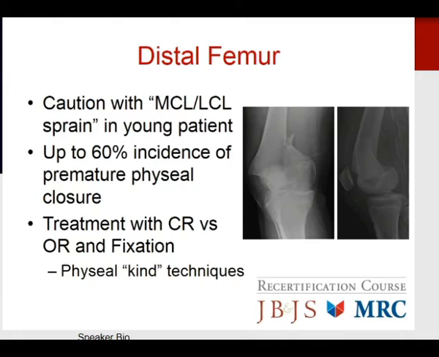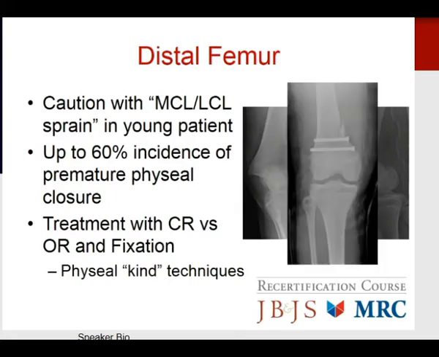These patients will have tenderness over their physis, and their injury is actually a physeal injury, not a collateral ligament injury. There's an up to 60% incidence of premature physeal closure, and treatment is with closed reduction and casting for non-displaced fractures or minimally displaced fractures, or closed reduction and internal fixation versus open reduction and internal fixation for significantly displaced fractures. This is an injury that you probably want to obtain a reduction under skeletal relaxation. You do not want to make multiple attempts at reduction, and you want to use so-called physeal kind techniques, including hardware fixation that does not cross the physis.